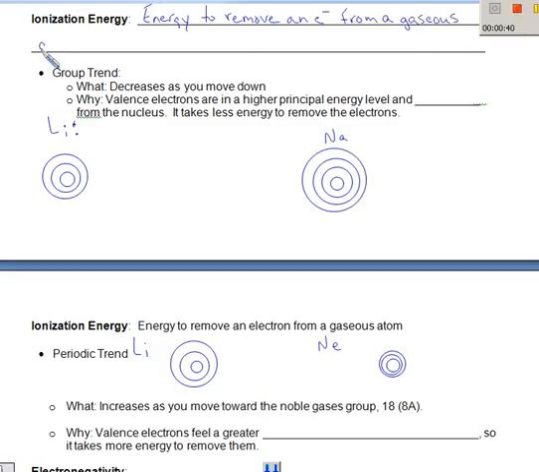And in particular, we're going to be interested in the first ionization energy. So first ionization energy, and I'm going to abbreviate that IE, is the amount of energy needed to remove the first valence electron. That's the one that's going to be the easiest to remove. It is farthest from the nucleus. So, for example, let's populate lithium's principal energy levels and sodium's with electrons.